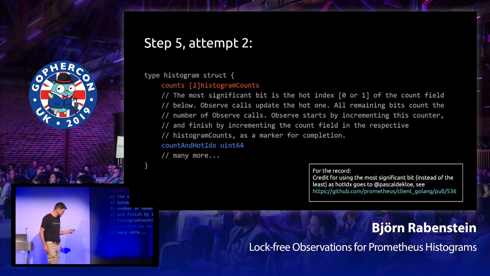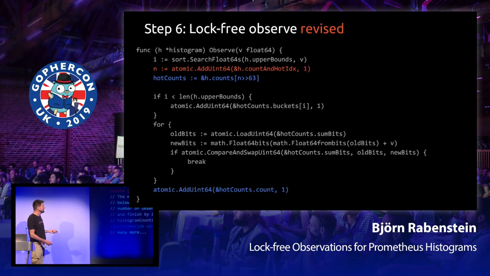Easy, right? By the way, I started this with the least significant bit as the marker, but then some Pascal on GitHub pointed out it's much easier. There's a pull request he wrote, so credits go to him. That makes the code a bit simpler and more performing and everything. So, count and hot index, that's the new thing, the new hot thing, right? So you put two things into one variable, and then you can do atomic operations on it.